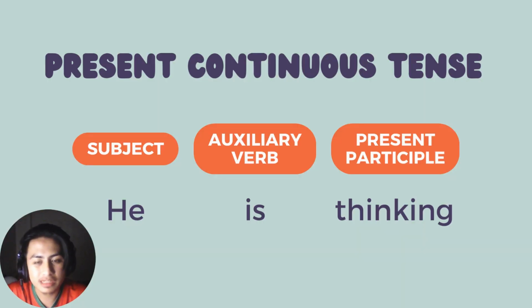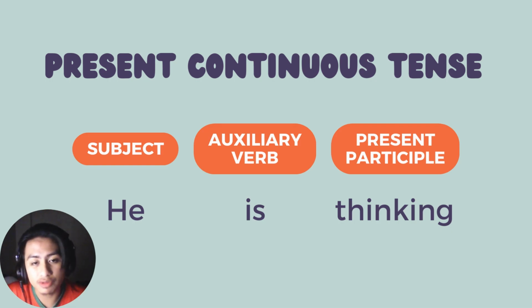So, first of all, if you want to learn about tense, we need to get to know about the formula first. So, the formula consists of subject, auxiliary verb, and present participle. So, we all know what subject is, right? He, she, and all the nouns that exist, right? He, she, they, the pen, the whiteboard, teacher, the school, and whatnot. So that is the subject.